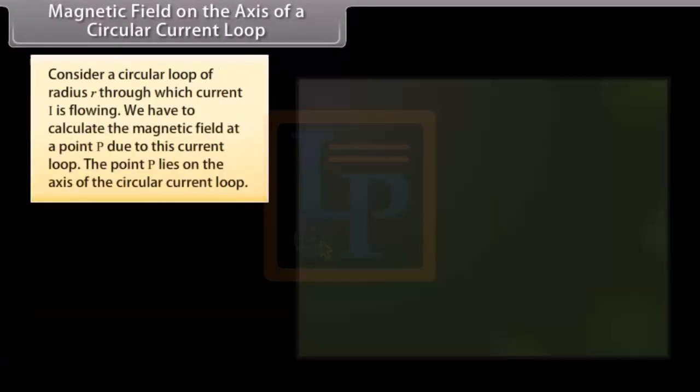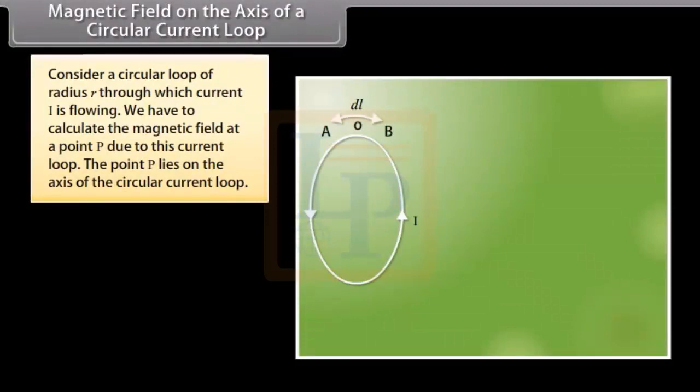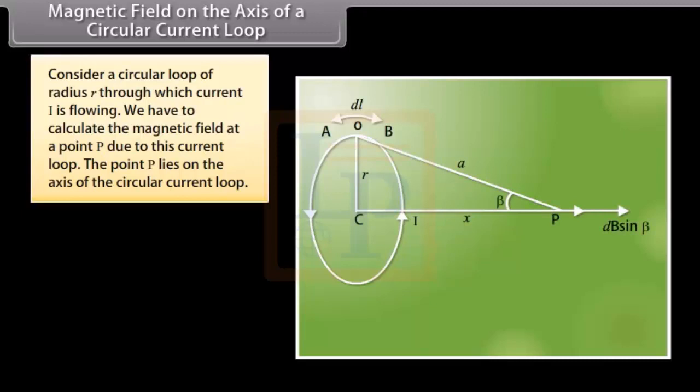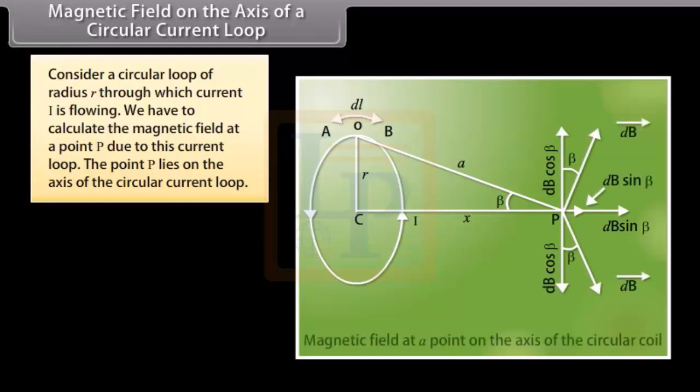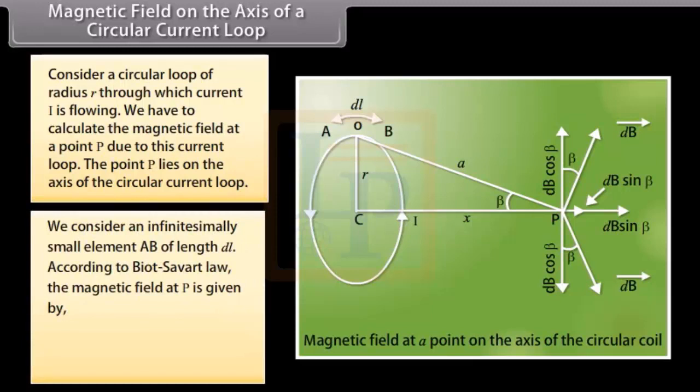Magnetic field on the axis of a circular current loop. Consider a circular loop of radius r through which current I is flowing. We have to calculate the magnetic field at a point P due to this current loop. The point P lies on the axis of the circular current loop. We consider an infinitesimally small element AB of length dl. According to Biot-Savart law, the magnetic field at P is given by mu naught upon 4 pi multiplied by I dl sin theta divided by a square.